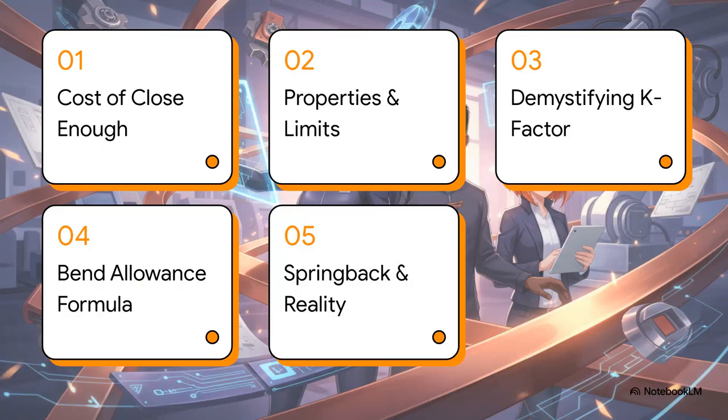Here is our survival guide for today. We'll be hitting number 1, the cost of close enough, number 2, properties and mechanical limits, number 3, demystifying the K-factor, number 4, the bend allowance formula, and number 5, springback and shop reality. Let's get right into it.